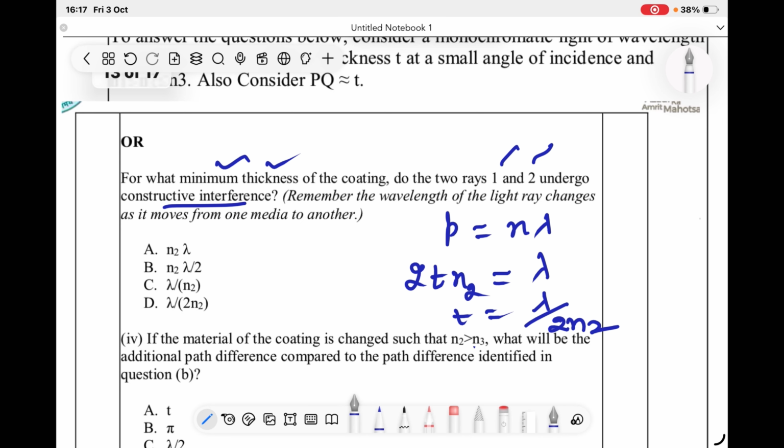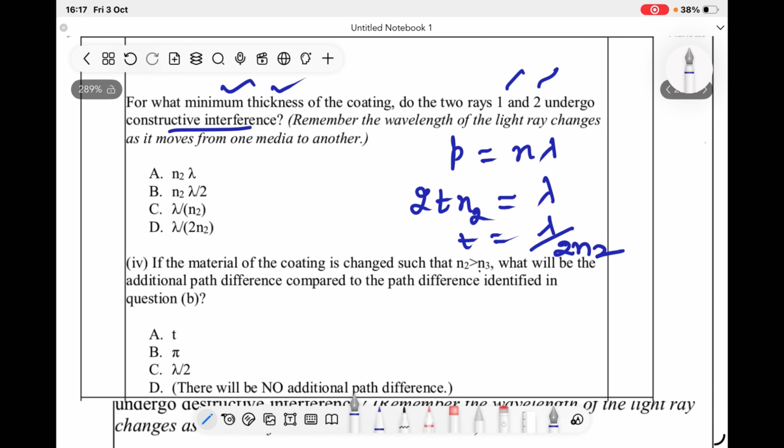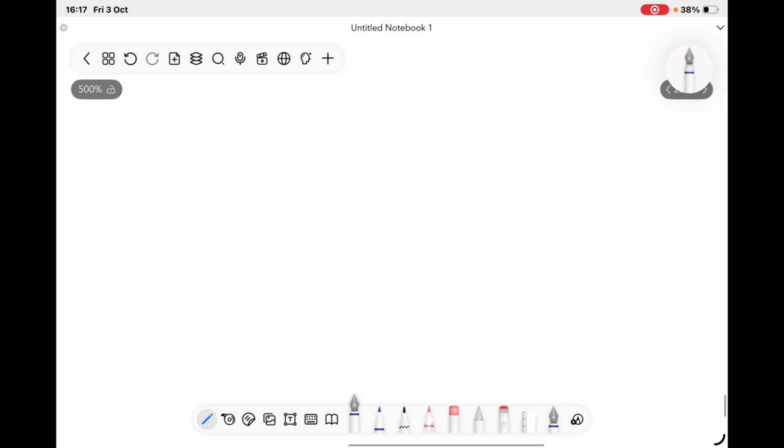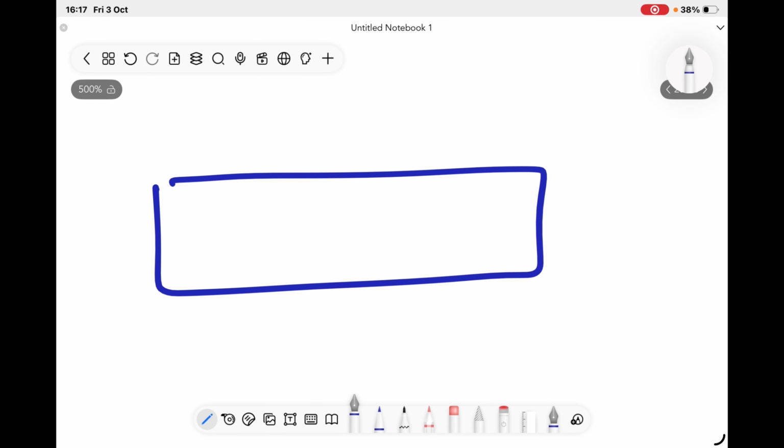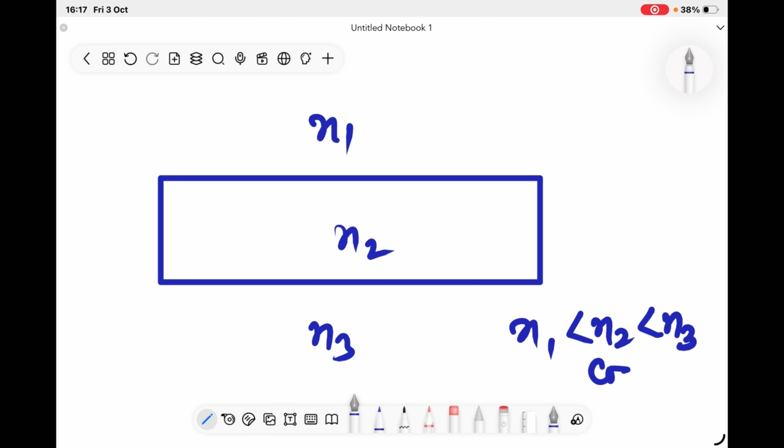So go for that. Fourth part, fourth MCQ. If the material of coating is changed so that n2 is greater, then what will be the additional path difference? So one more time we will look at it. The coating you had applied: above was air, then it was n2, then it was n3. Initially the situation was n1 was least, then n2, then n3. This is the coating, the middle one; this was the glass, and this was the coating.